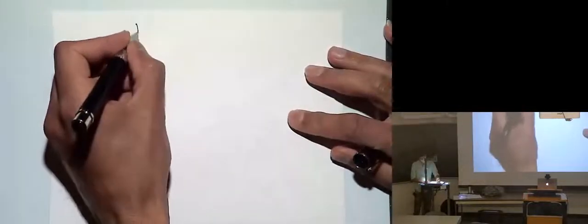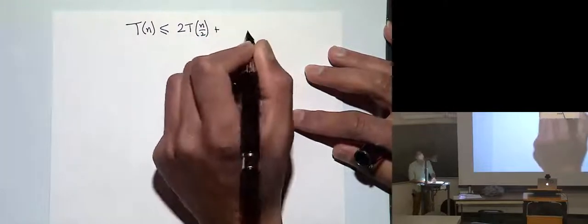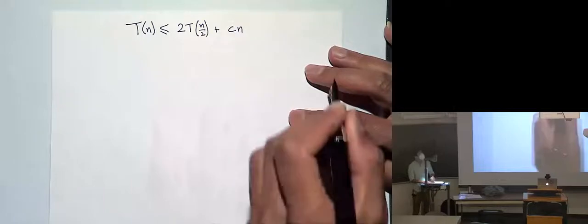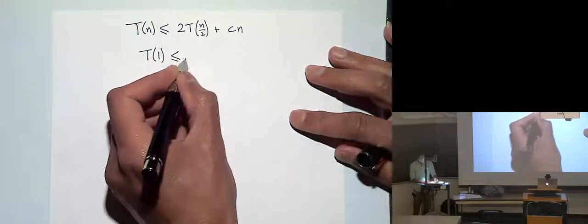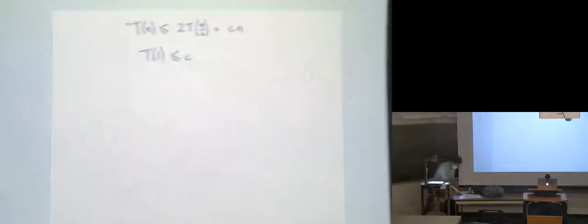Okay, so T of n is at most 2 T of n over 2 plus C times n, and T of 1 is at most C. Okay, so why did I put the same constant?